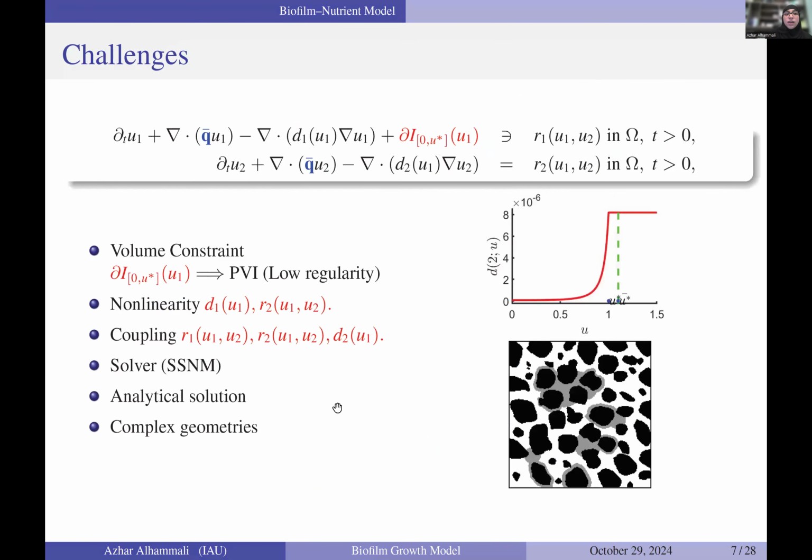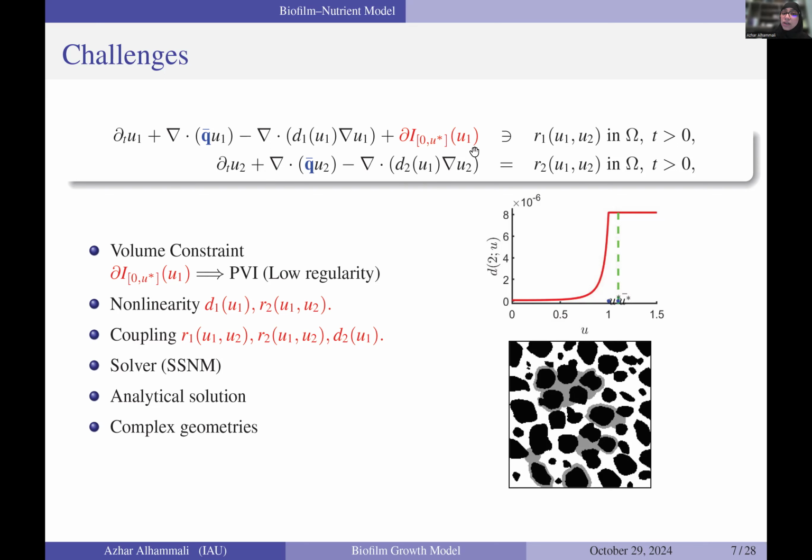Okay. Now this model is challenging for several reasons. One of them is the volume constraint. As I mentioned, this can be characterized as a parabolic variational inequality, and in the literature, solutions to PVIs lack regularity; in particular, the second derivative in time of the solution does not belong to L2. So this makes the analysis harder. And another issue is how to deal with the nonlinearity in the diffusivity, and how to deal with the coupling here, and also with the nutrient diffusivity.